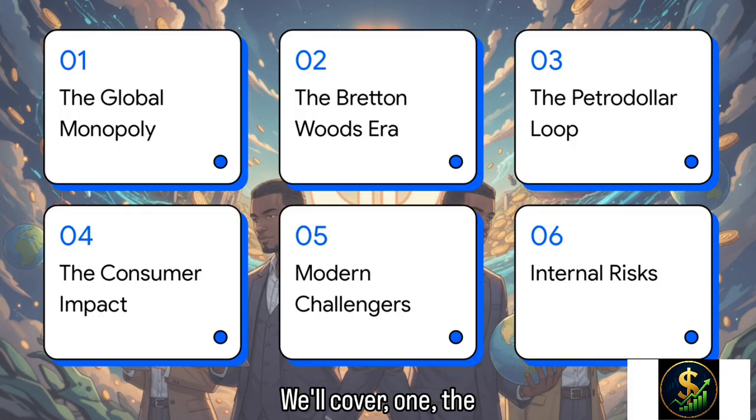We'll cover 1. The global monopoly. 2. The Bretton Woods era. 3. The petrodollar loop. 4. The consumer impact. 5. Modern challengers. And finally, 6. Internal risks.